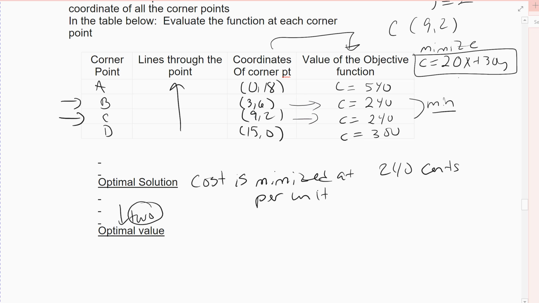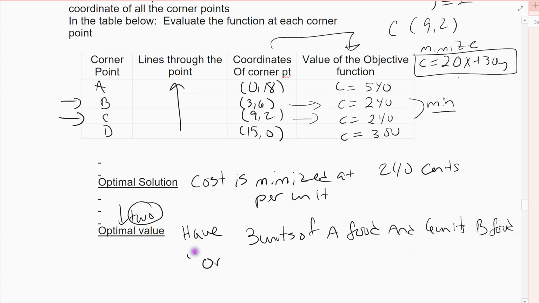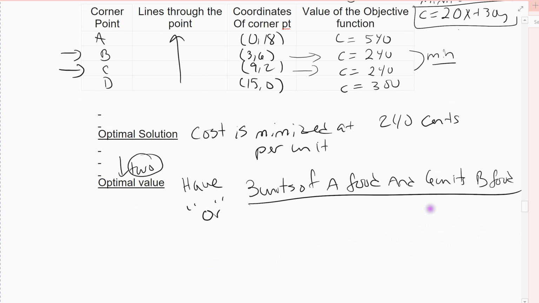So remember, X represents the brand A food, and Y represents the brand B food. Alright, so when they have 3 units of the A food and 6 units of the B food, or, so that's one option, or 9 units of the A food and 2 units of the B food.